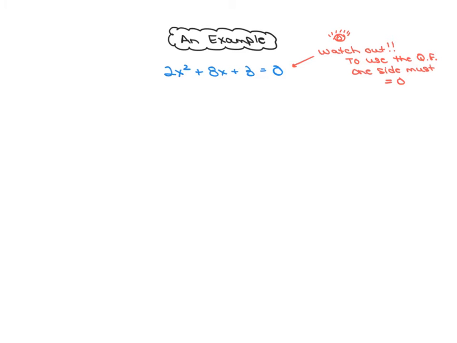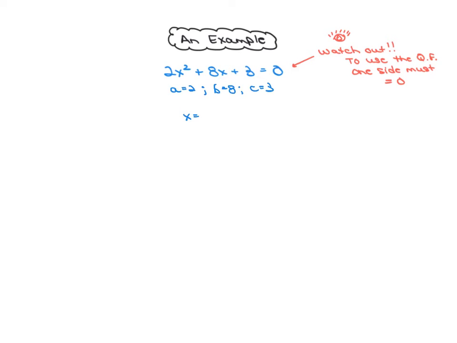Let's try an example just to see the quadratic formula in action. Watch out though. You can only use the quadratic formula if one side of your equation is set equal to 0. So that's always a first step to take. All right, so here we have a quadratic equation. For this, we know a is equal to 2, b is equal to 8, and c is equal to 3. Great, we can just decode that. All right, what's our quadratic formula? How much of it do you remember?